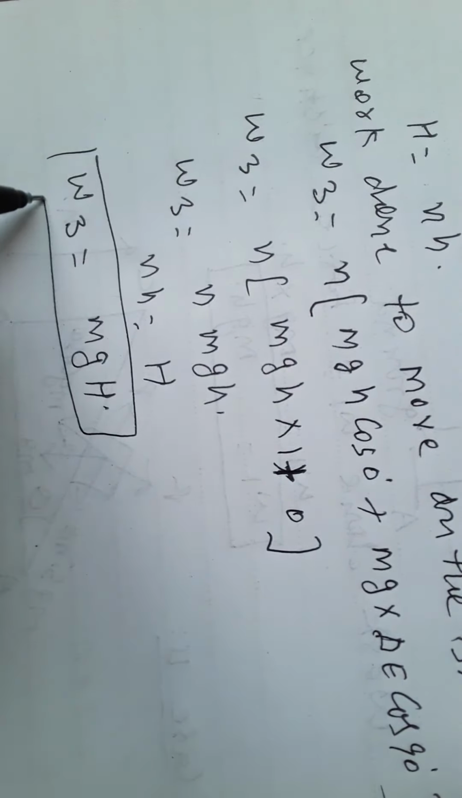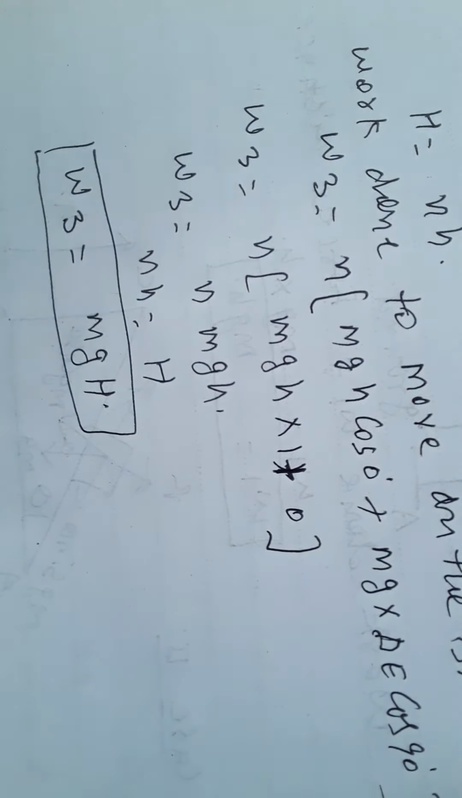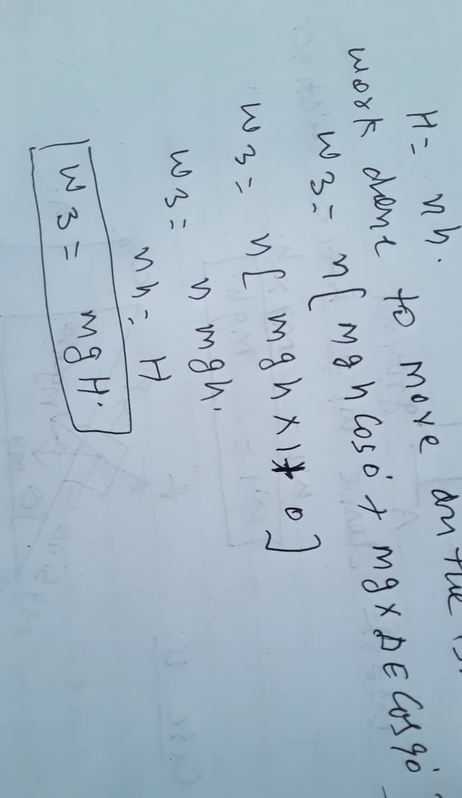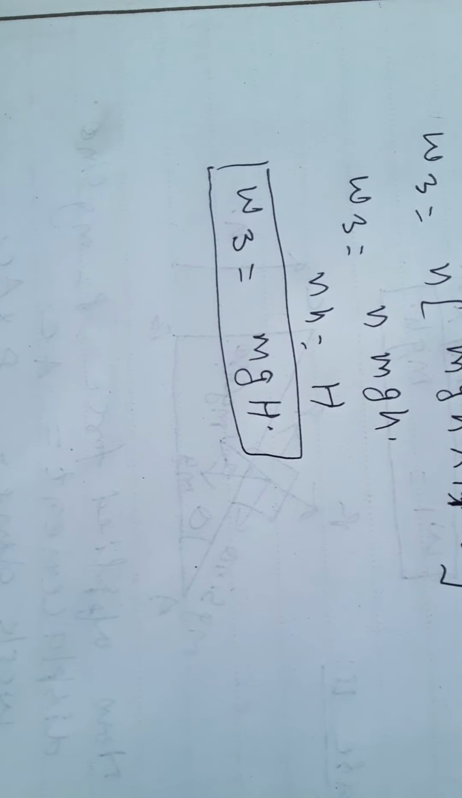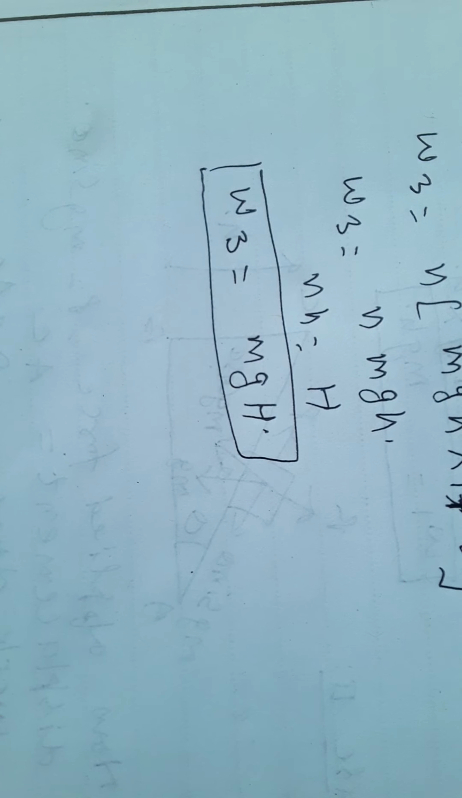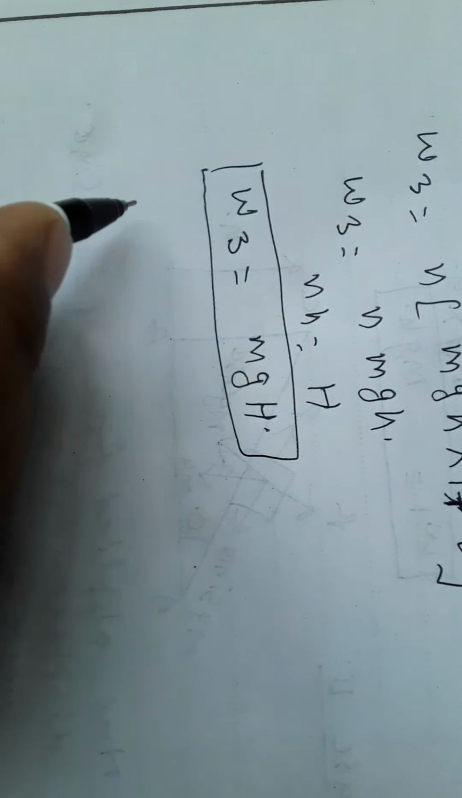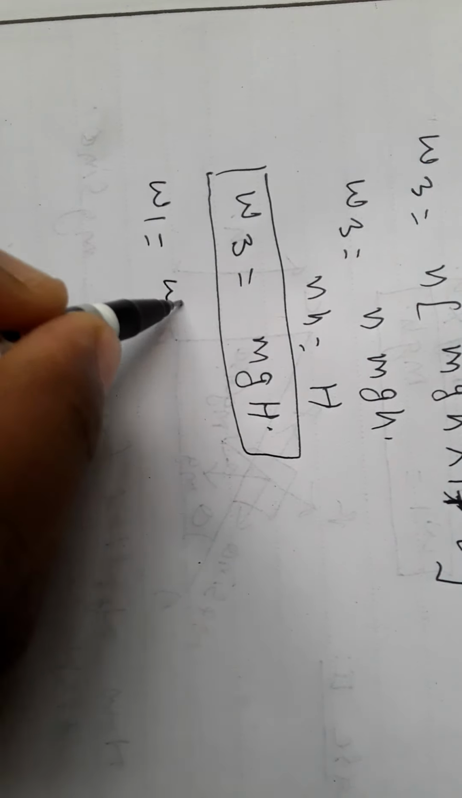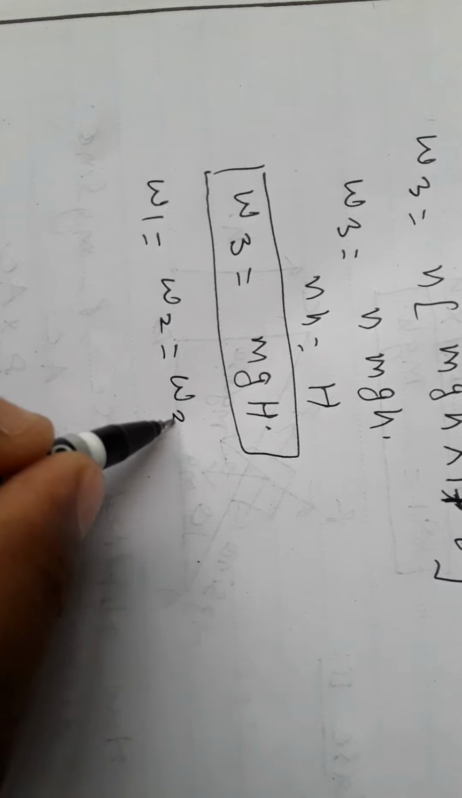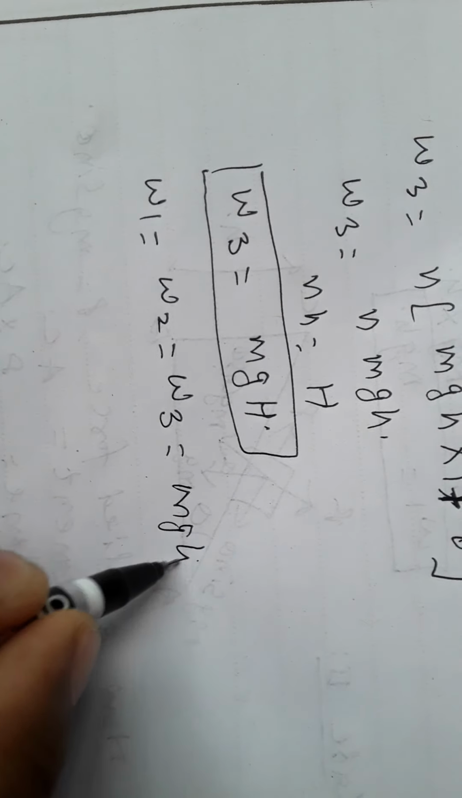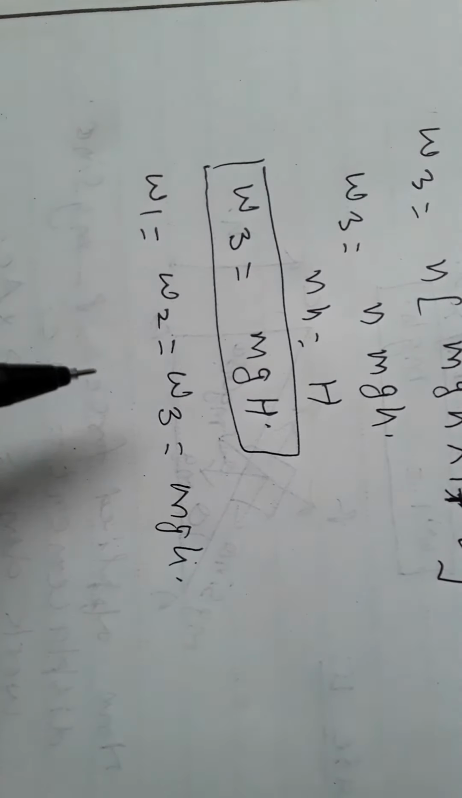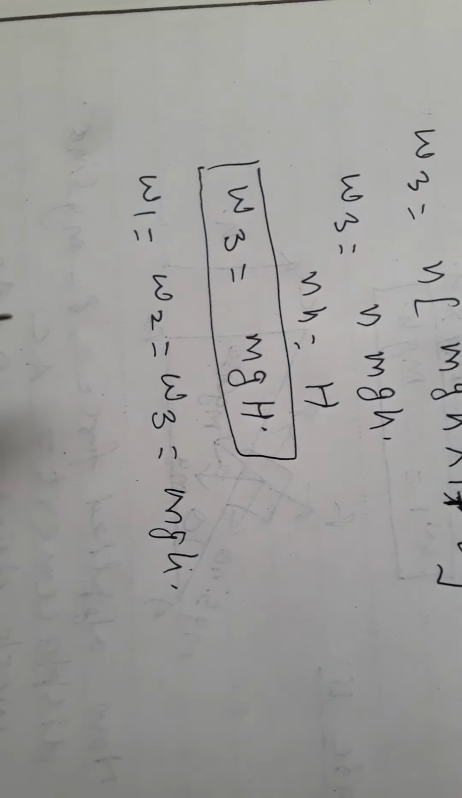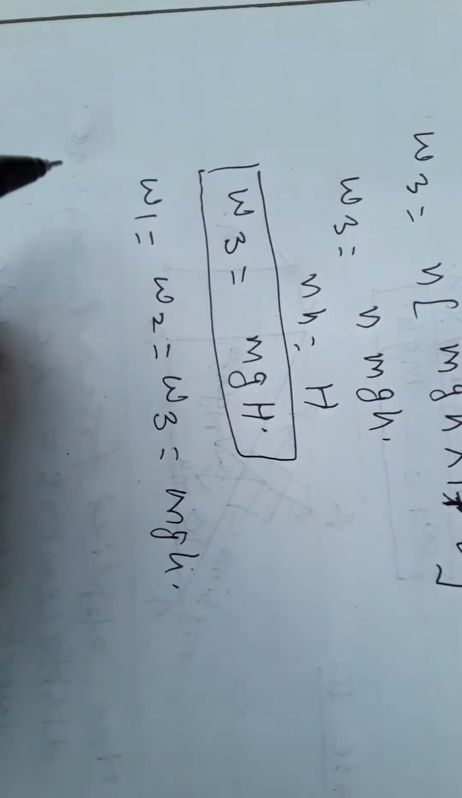From these three cases, first, second and third, we calculate that work done is mgh. In all these three cases, work done W1, W2, W3 is equal to mgh. The path followed in the first, second and third case is different, but the work done is the same, so we can say that it is conservative force.